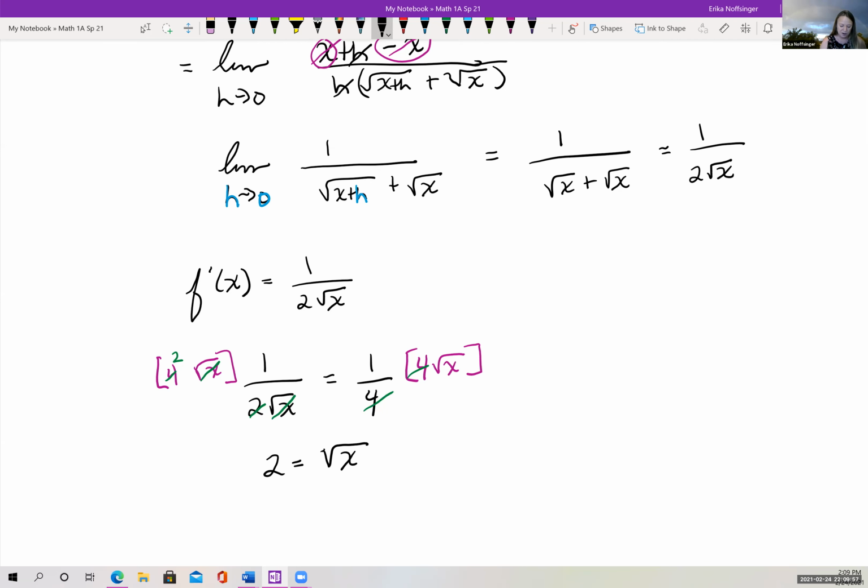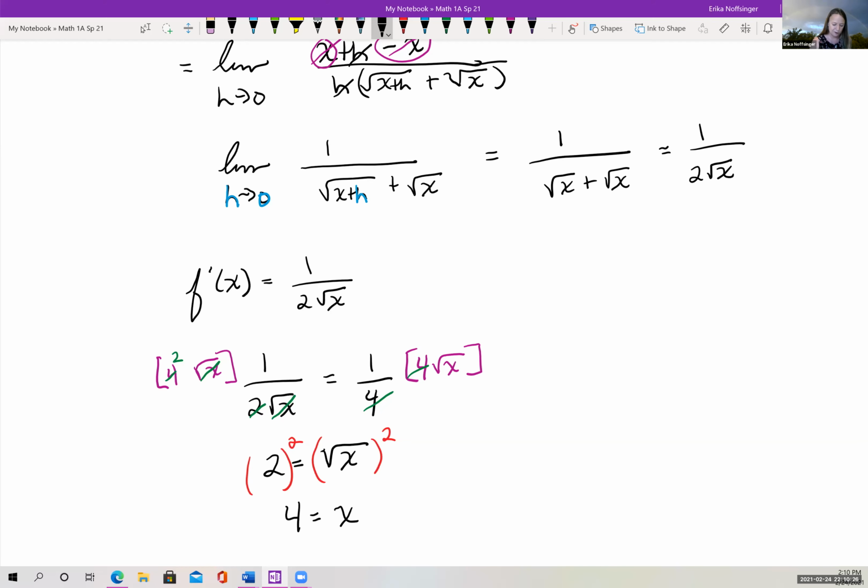Okay, so now I look at what type of equation I have. I notice it's an equation with radicals. Recall, when you're solving equations with radicals, you have to isolate a radical on one side, which is already done. And then we can raise both sides of our equation to the power of the index. In this case it's a square root, so I'm going to square both sides. So 2 squared is 4 equals the square root of x squared, which is x.